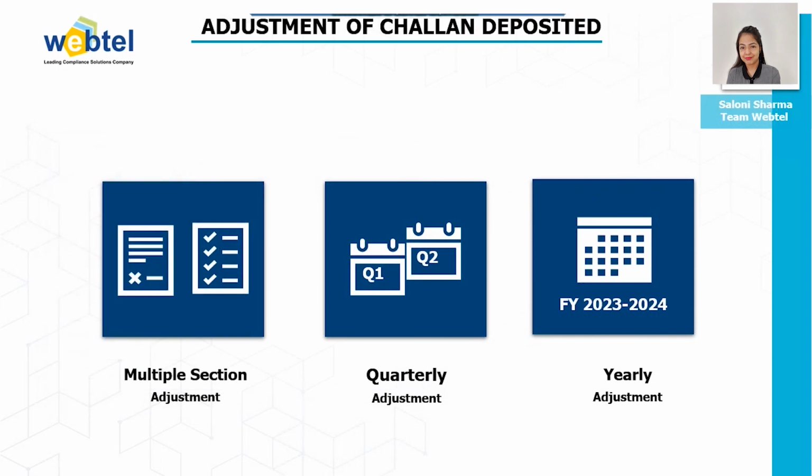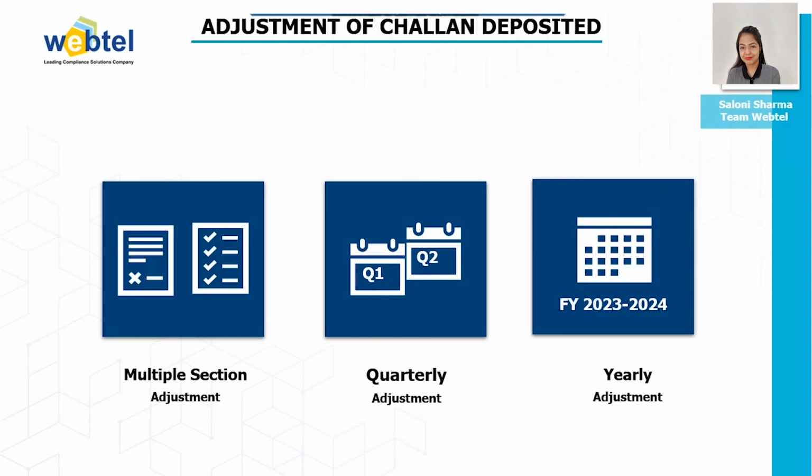And there are multiple adjustments which can be done in the case of excess deposit. The cases may be: first one is multiple section adjustment, second one is quarterly adjustment, and the third one is yearly adjustment.